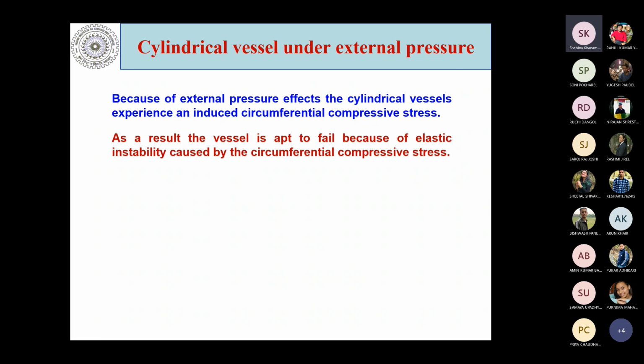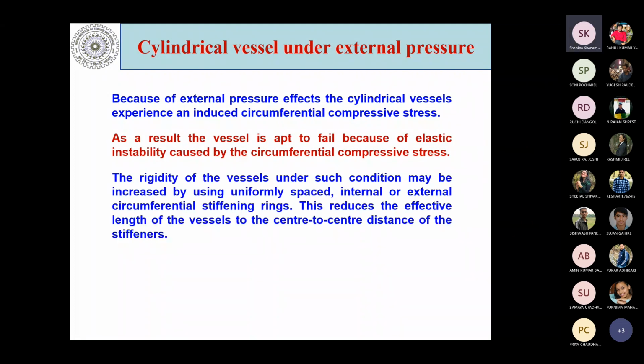So we need to consider the elastic instability, because first we need to save the elastic range. Permanent or plastic instability will come later on. So if somehow we are able to save the vessel from failure under the elastic instability, it will be safe in plastic instability as well. So in that case, what measure do we consider? The rigidity of the vessel.